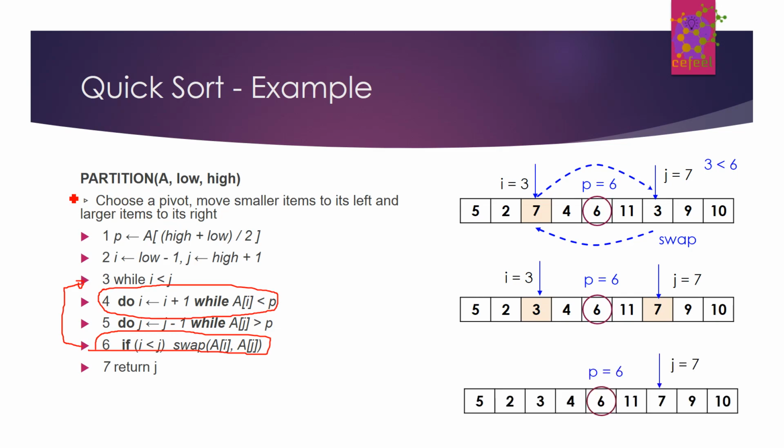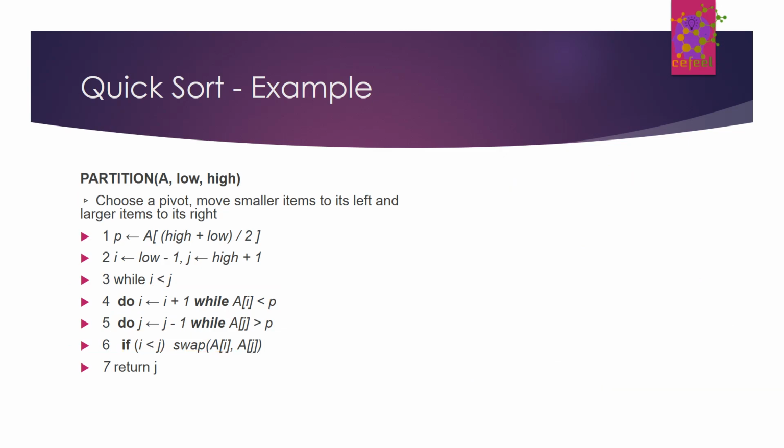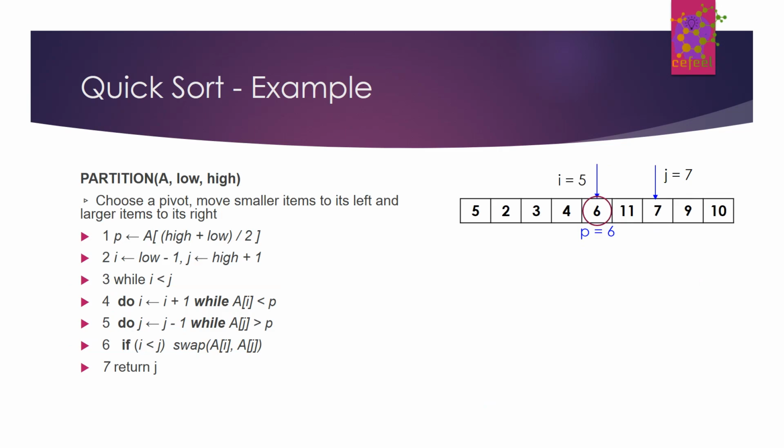So increment i, it becomes 4 now. 4 is less than 6. So 4 is already placed on the left side of 6. So ai is less than p, so nothing needs to be done. We just increment i again. i becomes 5 now. And we check if ai is less than p. No, ai is equal to p. 6 equal to 6. So our while loop will break here, which means we have found an element which needs to be taken care of.